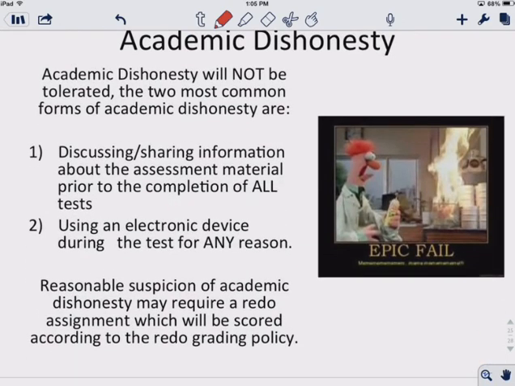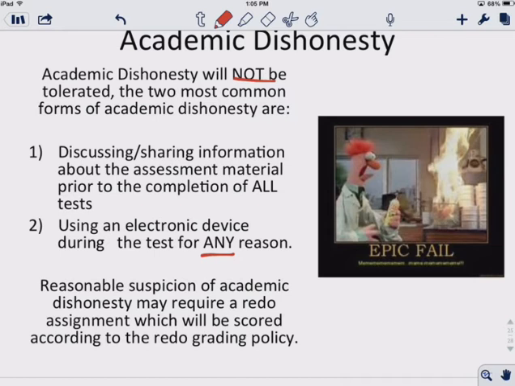Academic dishonesty is not tolerated in my class, nor is it tolerated on this campus. The two main forms, or the two most common that we see, is discussing or sharing material about assessment with friends before everyone has completed the test, or using an electronic device such as a cell phone on the test or during the test for any reason.